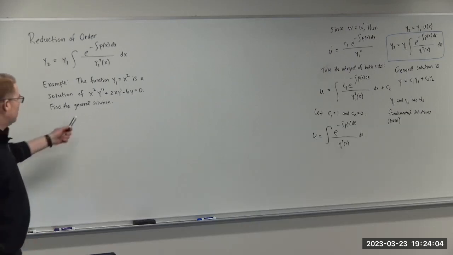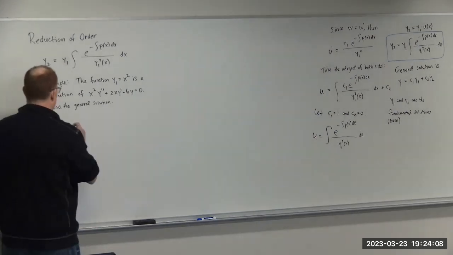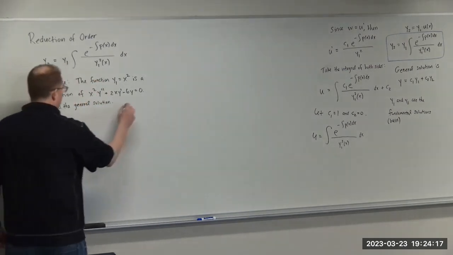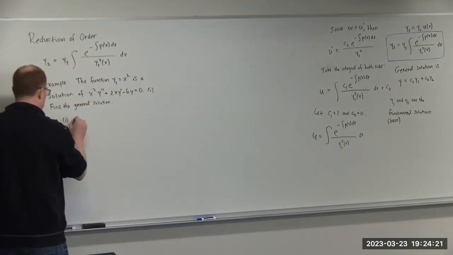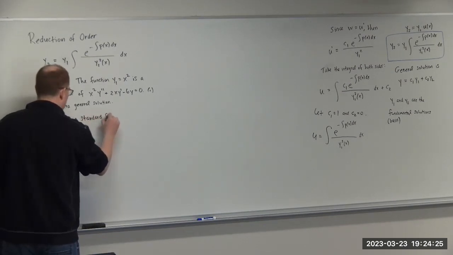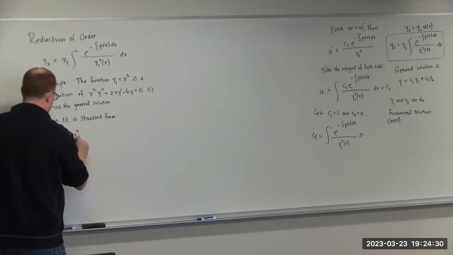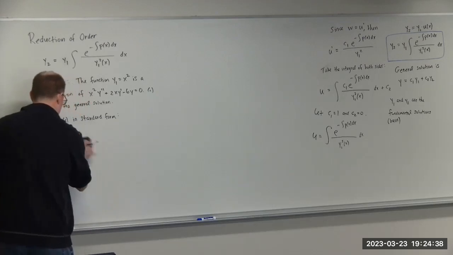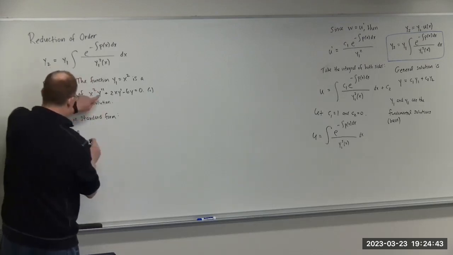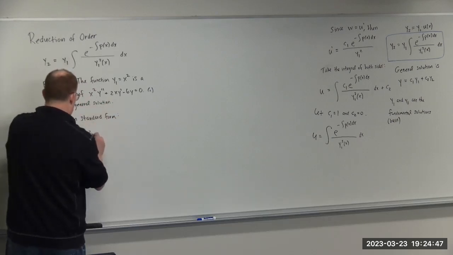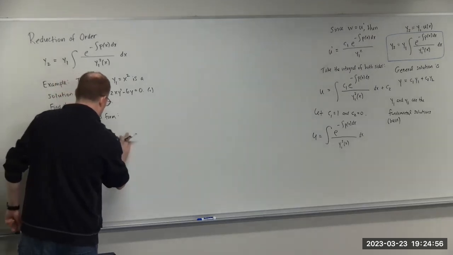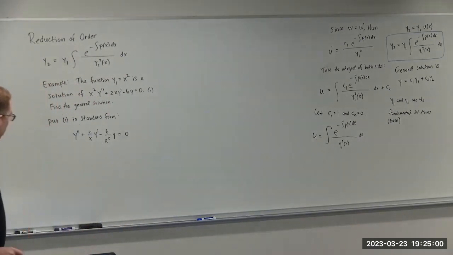The first thing to do is to normalize this. So we're going to put it in standard form. I have x squared there, so obviously that just becomes y double prime, plus 2 over x y prime, minus 6 over x squared y, and this is equal to 0. So it's in standard form. Now we can go ahead and apply our formula.